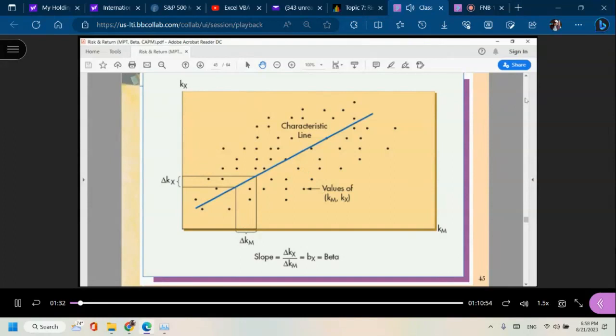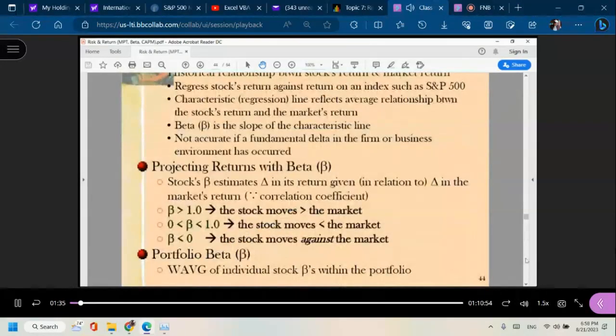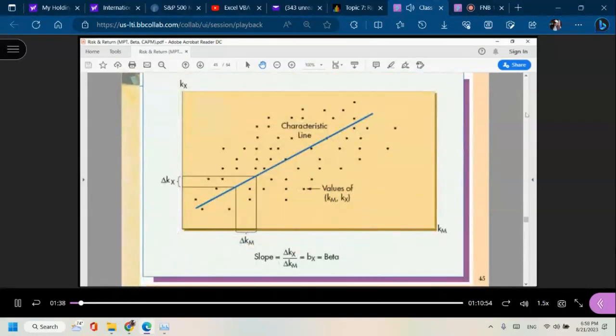And I said the reason we are looking at this scatter plot is because it would give us some clue as to whether there is some correlation between the market and this particular company X. And I've been telling you, if there is any correlation, it would be either positive, zero, or negative, with zero correlation meaning there's absolutely no correlation whatsoever.